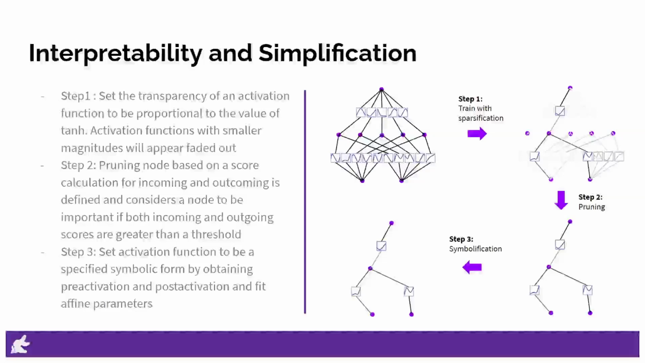A score calculation for incoming and outgoing is defined, and a node is considered important if both incoming and outgoing scores are greater than a threshold hyperparameter theta, equal to 10^-2 by default. All unimportant neurons are pruned.